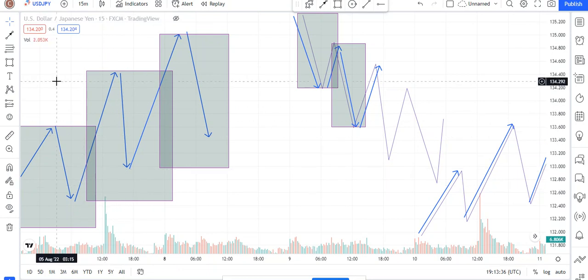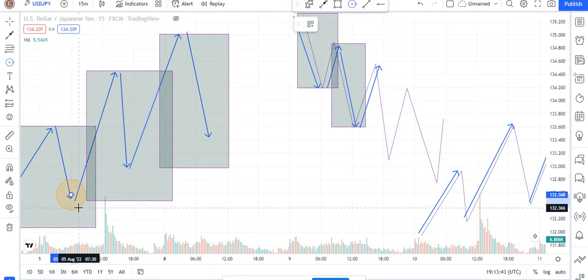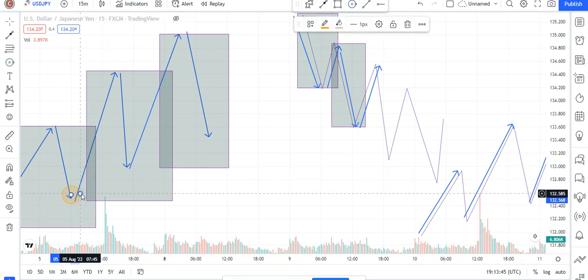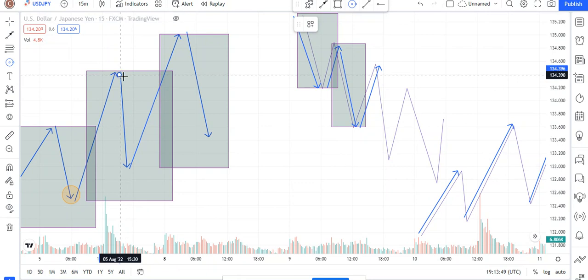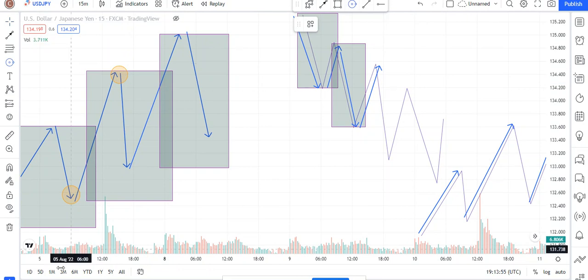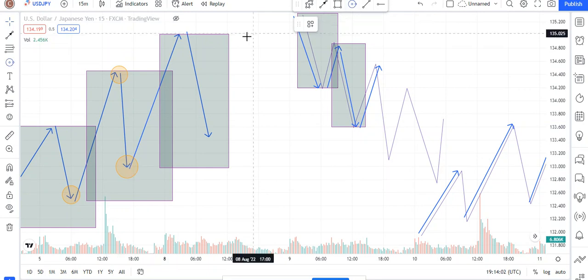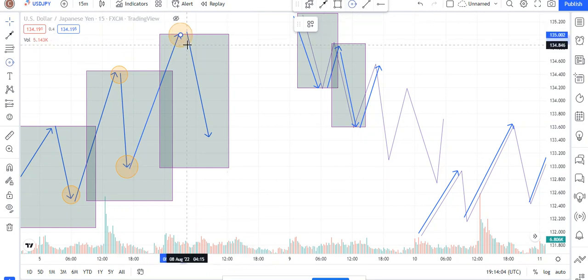So the range will be the distance from the bottom here. So let me see. This range is from this bottom to the top. So that is the area that we call the range. All right. So once this top gets broken, we have a new range that starts from the bottom of the new leg to the top of the new leg.